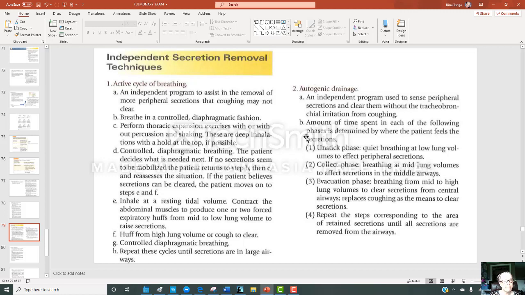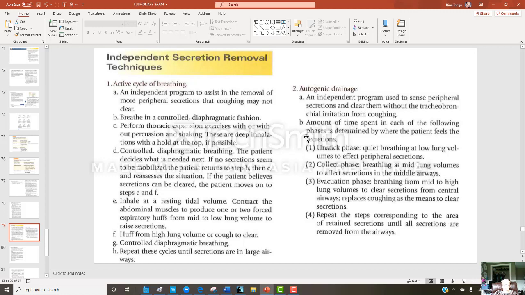Controlled diaphragmatic breathing. The patient decides what is needed next. If no secretions seem to be mobilized, the patient returns to step B, then C, and reassesses the situation. B is breathe in a controlled diaphragmatic fashion, and C is perform thoracic expansion exercises with or without percussion and shaking. These are deep inhalations with a hold at the top if possible.